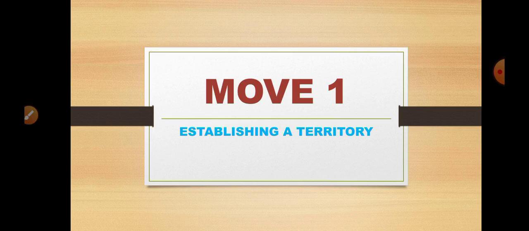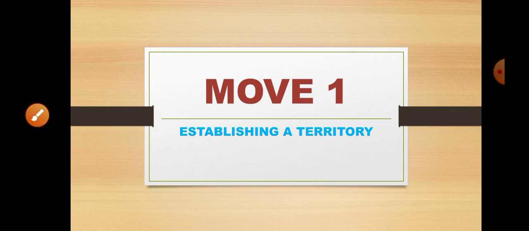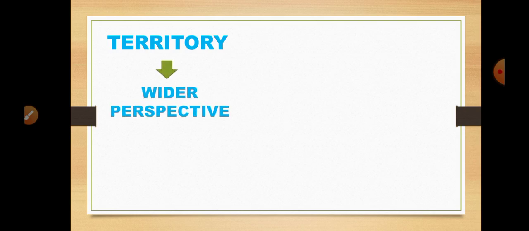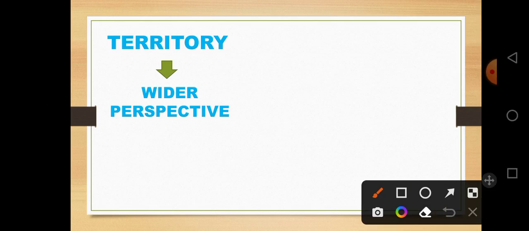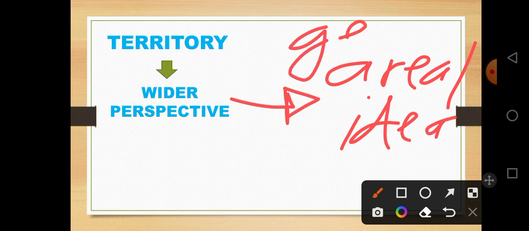Before we proceed with the steps of writing move one, let us first define what we mean by establishing a territory. Territory, in the context of writing the research introduction, means that we have to identify the research in a wider perspective. And what do we mean by a wider perspective? It means that we have to establish the general area or general idea of our research.